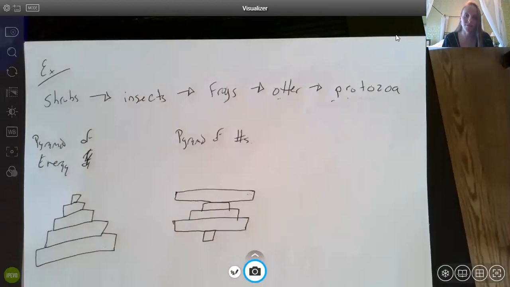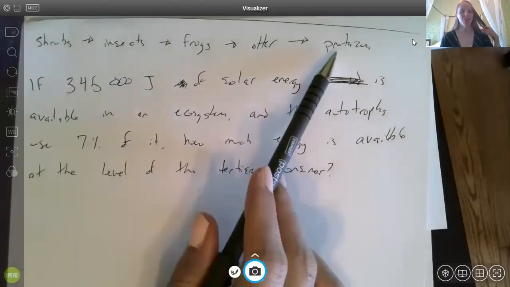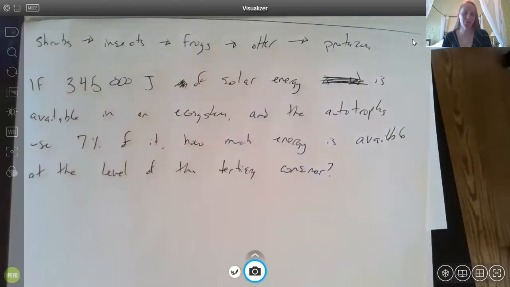Okay, the one other thing that you might have to do with a food chain is a calculation about the amount of energy based on the 10% rule. So let me get that set up and then I'll walk you through how to do that. Okay, so once again, I'm going to be using the exact same food chain that we did our pyramids for. But in this case, I have told you that 345,000 joules of solar energy is available in the ecosystem, and the autotrophs use 7% of it. I want to know how much energy is available at the level of the tertiary consumer.